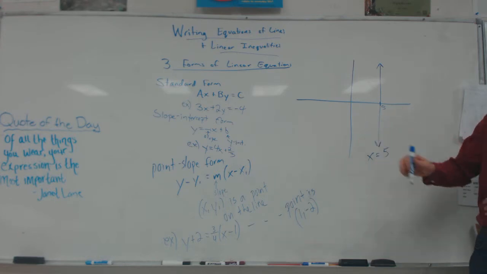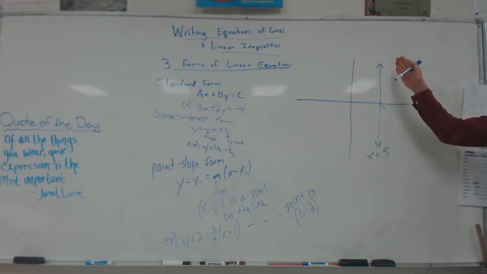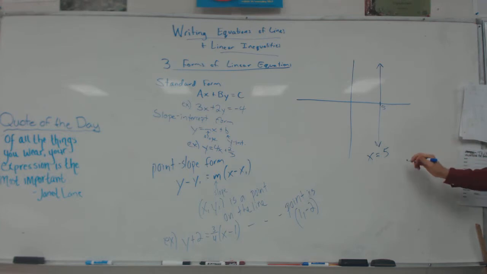What about point slope form? Well, first of all, let's think about the slope of a vertical line. The slope formula is change in y over change in x, right? What is my change in x? 0. So my slope for this line is the change in y over 0, which is undefined.